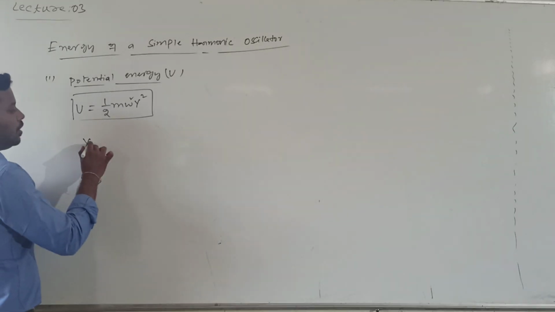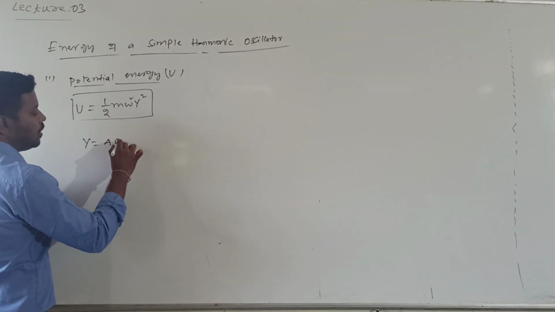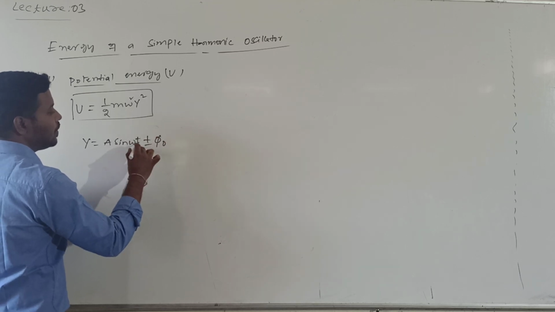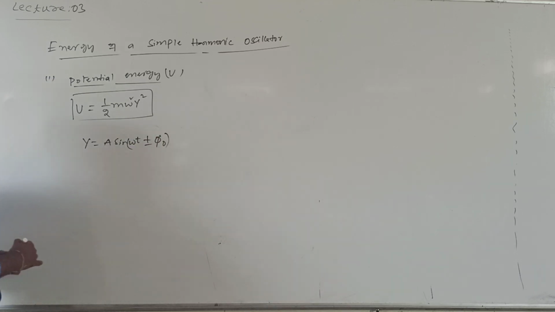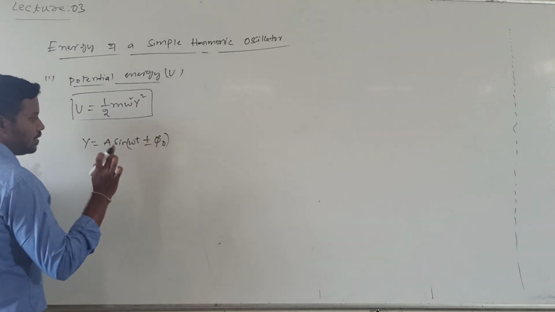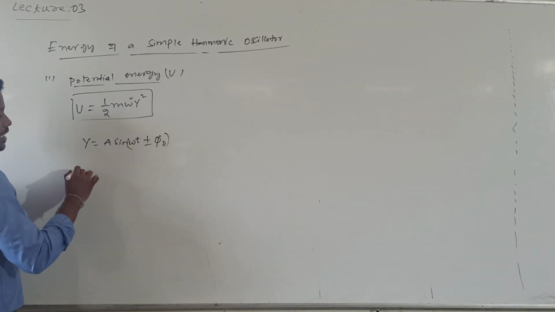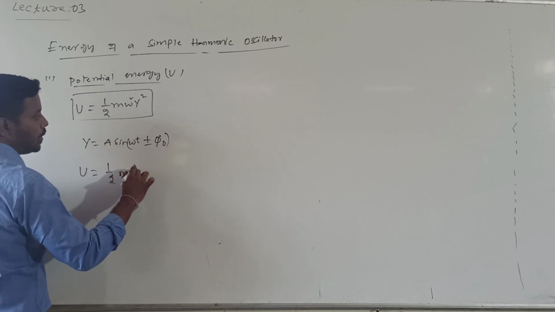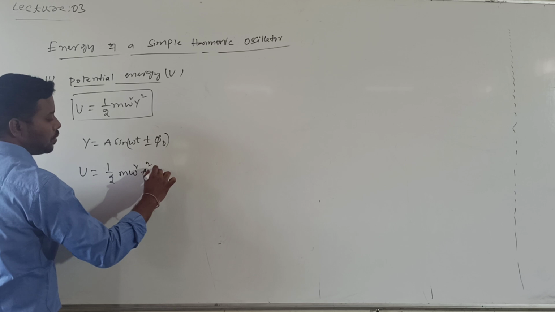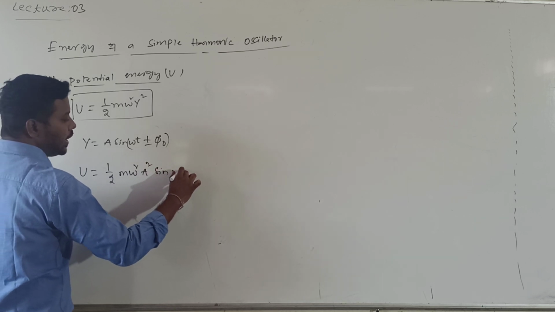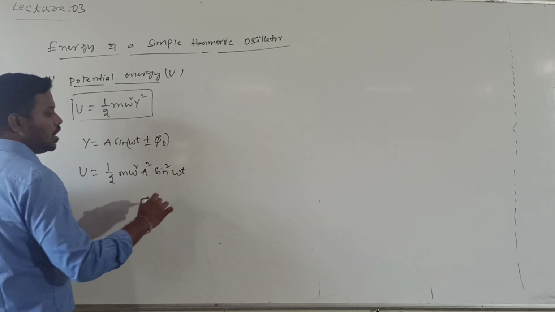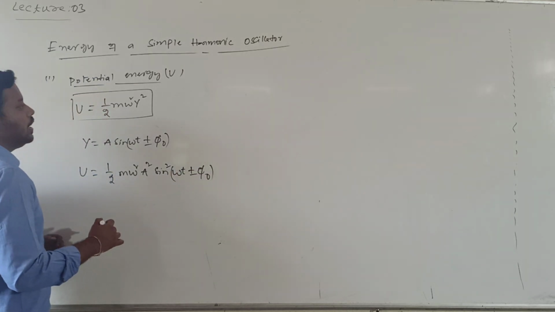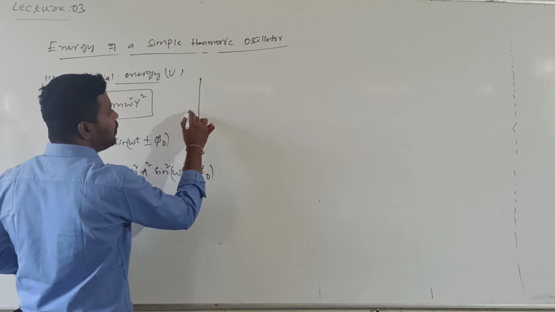But the y value is equal to a sin(omega t plus or minus phi naught). Yesterday we saw that omega t plus or minus phi naught is called the phase, and phi naught is called the initial phase. Then it can be written as 1 by 2 into m omega square into a square into sine square of (omega t plus or minus phi naught). Correct? Yesterday I also drew the graph.